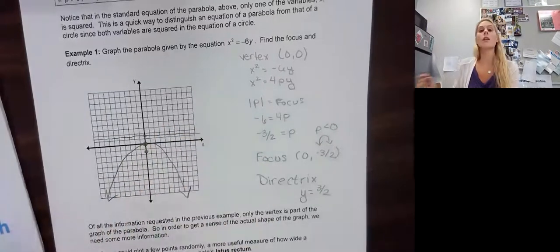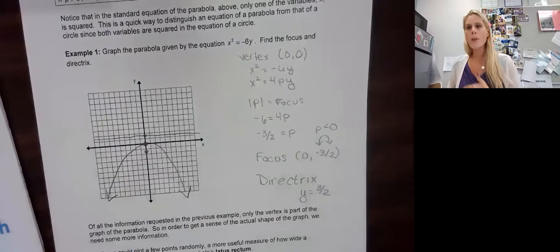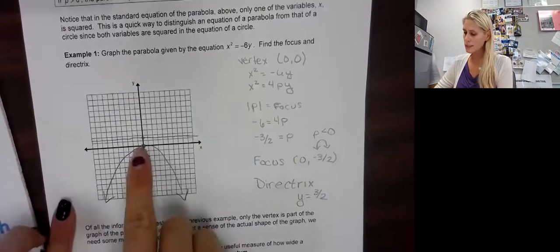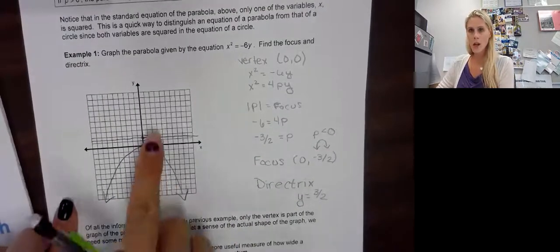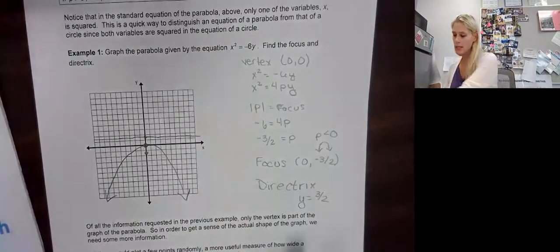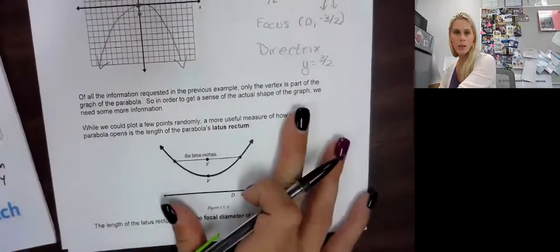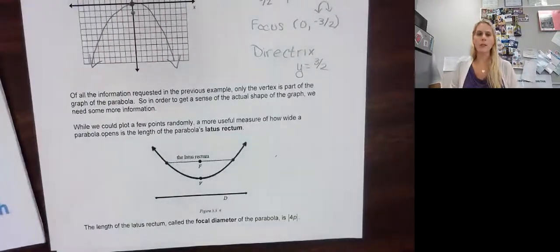Now, here's our problem. I just made a parabola, but do we know it's the exact one we need? No, because I could have made one skinnier. I could have made one a little bit wider. So how would we know this? Well, let's talk about the latus rectum.